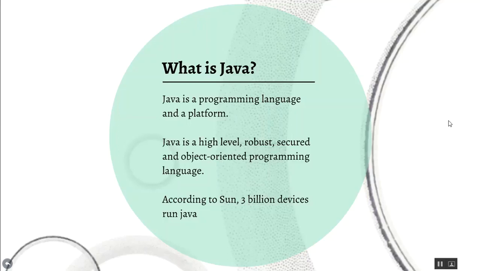Java is a high-level, robust, secured, and object-oriented programming language. Java has its own JRE and API, which make it more flexible to develop your own structure and own code. According to Sun Microsystems, 3 billion devices run on Java, and there are many devices where Java is currently used. Let's say, for example, a desktop application.